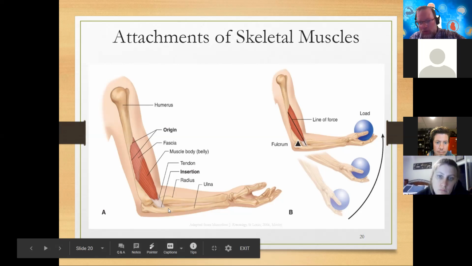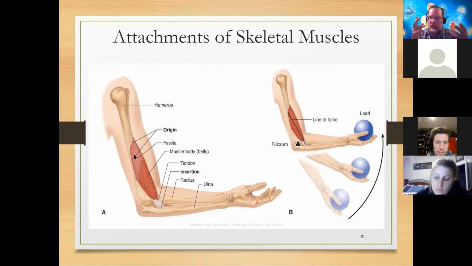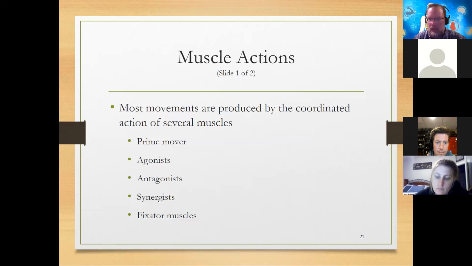When I shorten or pull on the puppet string, it's going to create action and bring that bone closer to the origin. So that's what action is. Action is insertion moving toward origin. And again, these are tendons, origin tendon and insertion tendon.